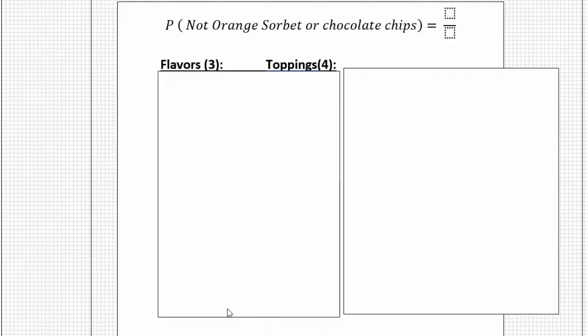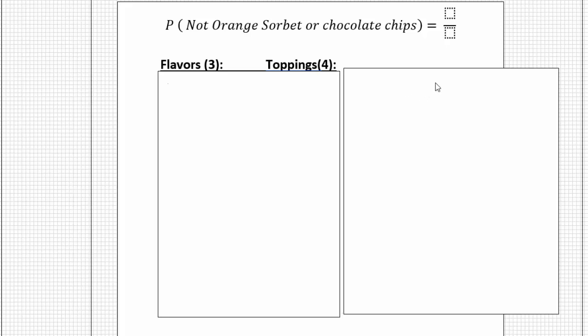Alright, so hopefully you've copied down the important information and paid careful attention to the wording of the question, because it said not orange sorbet or chocolate chips. So we want to know what's left of the possible choices. We want to start our list by listing the categories. So we have flavors, and I think it's always important to note how many are in each category: there were 3 flavors and 4 toppings. So we'd set our list up like this.